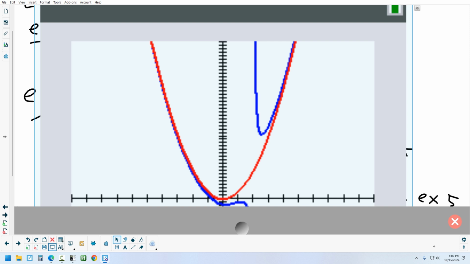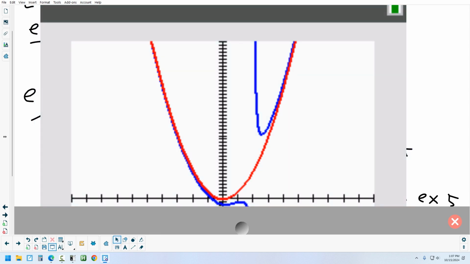They will never reach, because it's an asymptote. Asymptote means it gets closer, but it never reaches it. So what this picture shows is that the EBA that we found is correct, because it looks like it's getting closer and closer.